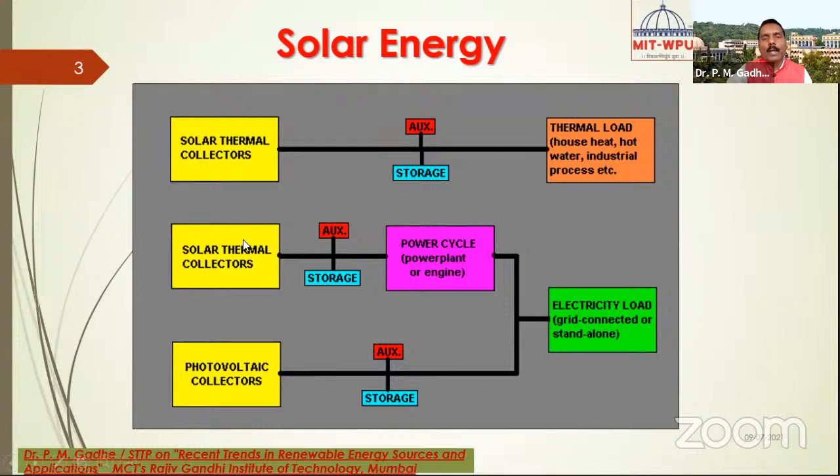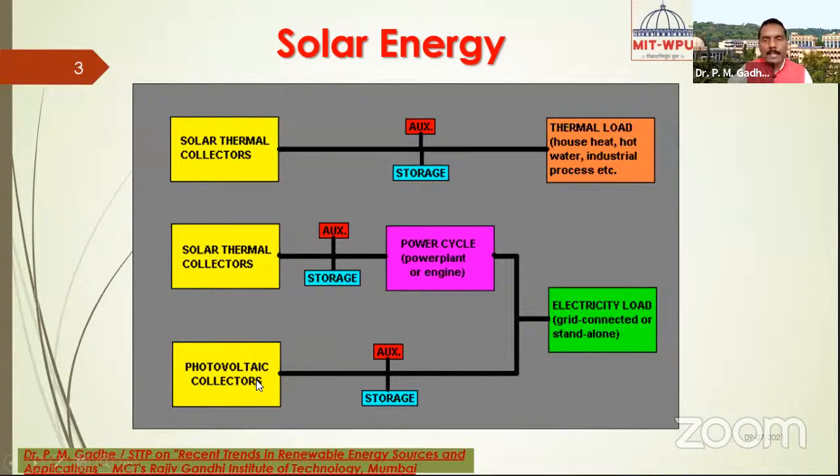So along with the solar thermal collectors, that is the solar concentrator, instead of fossil fuels we are using solar energy to generate the heat. This is used to generate electricity, that is power generation, using solar thermal energy. Also, photovoltaic collectors: you know that it is the direct conversion of solar energy into electricity.